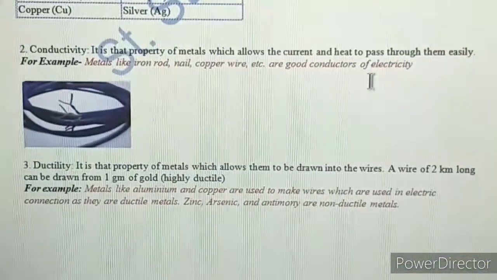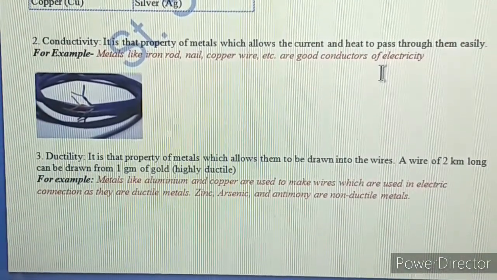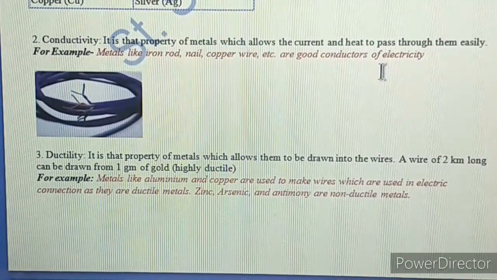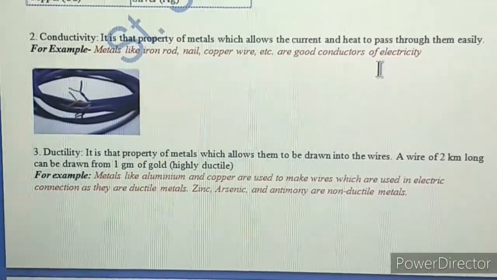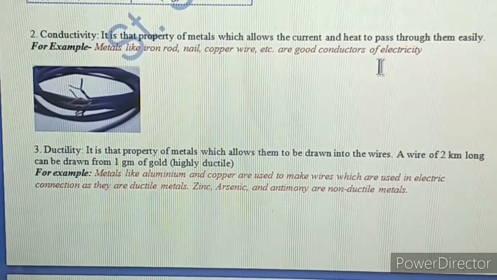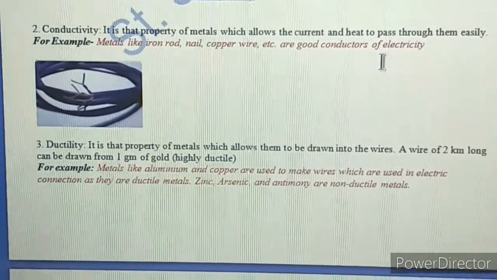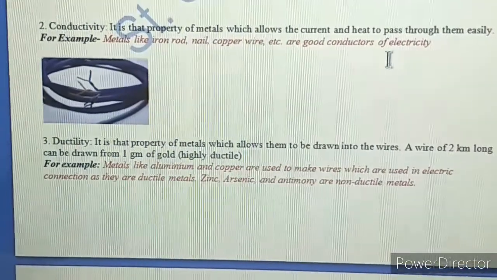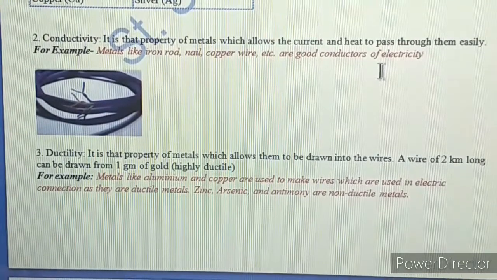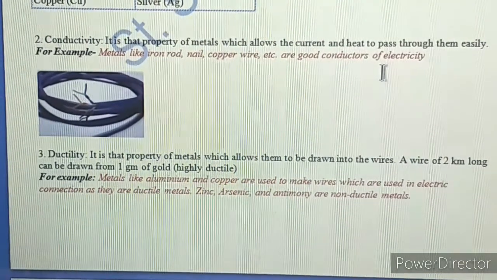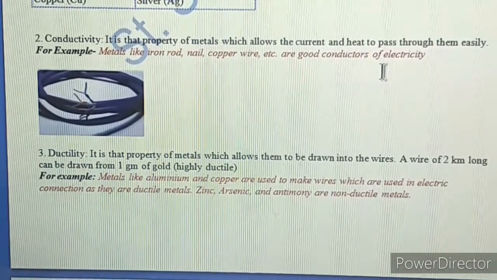Now the next one is what? Ductility. It is that property of metal which allows them to be drawn into wires. It is again a very good property, like the malleability property. The malleability property allows a metal to be drawn into thin sheets, while the ductility property allows what? It allows the metal to be drawn into wires. And a wire of 2 kilometers long can be drawn from 1 gram of gold.